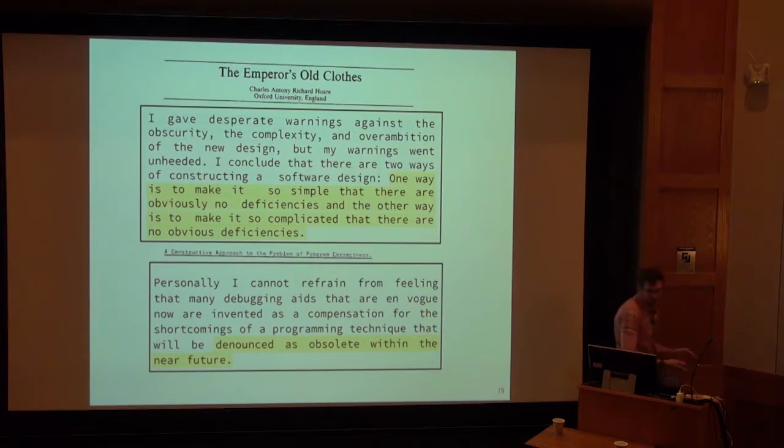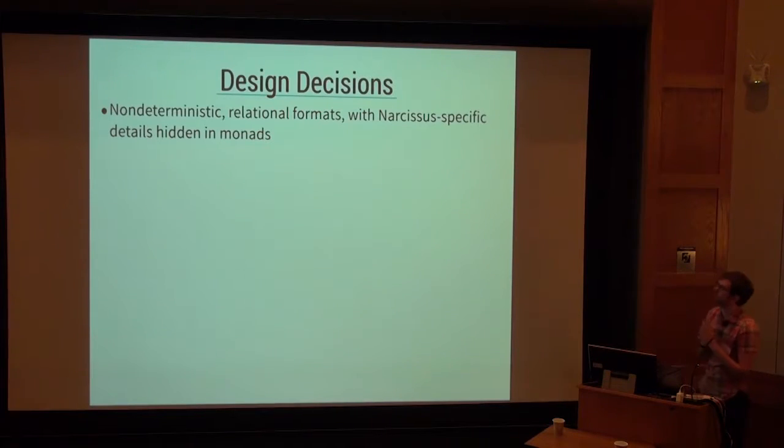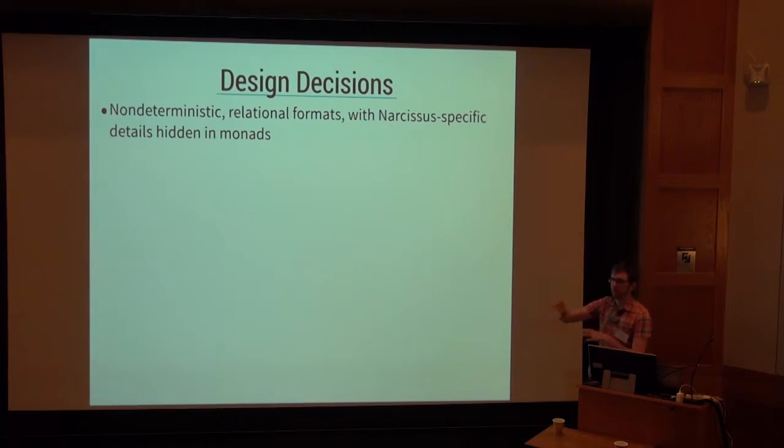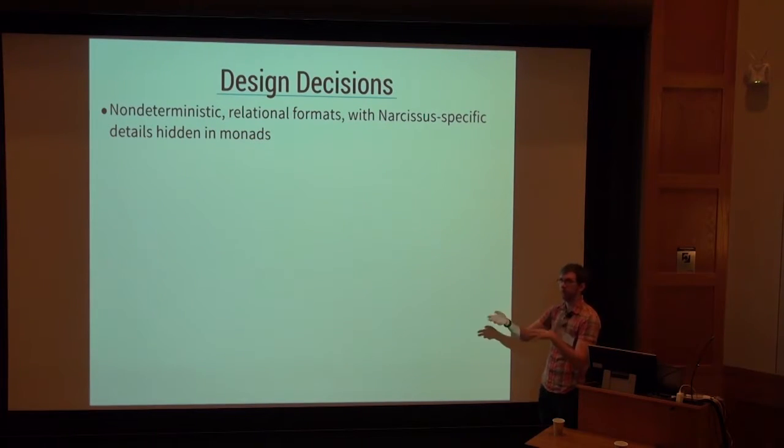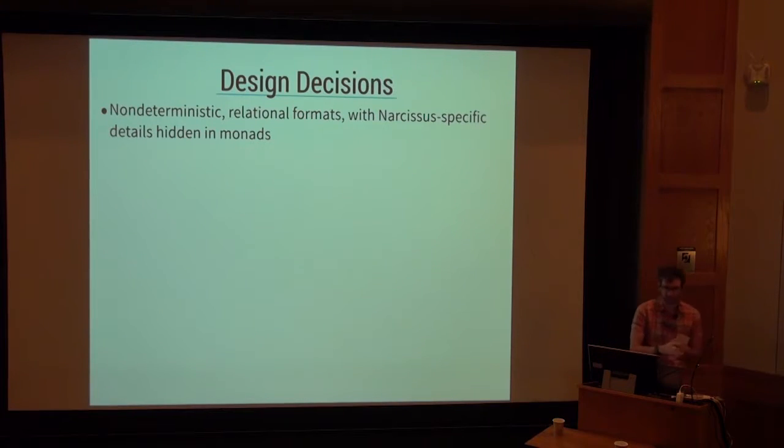Anyway, okay. So just to recap, the high-level design decisions that we made in Narcissus, which make it convenient for specifying these binary formats. One, we have non-deterministic relational formats, which allow you to encode these standard binary formats where there are many different ways of sticking a piece of source data on the wire. And nicely, the Narcissus-specific details are hidden in this monad notation. We'll see some of those details in a second.